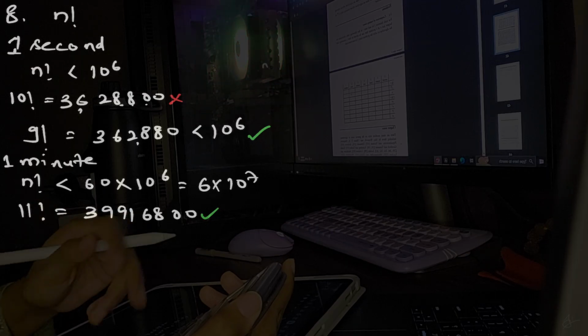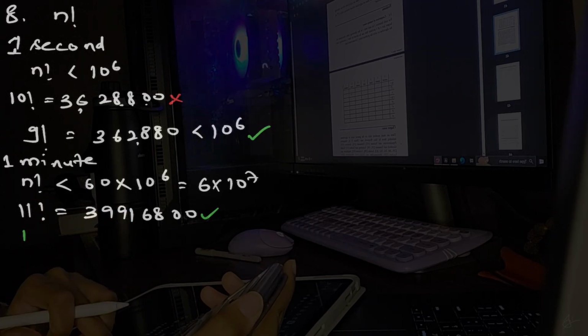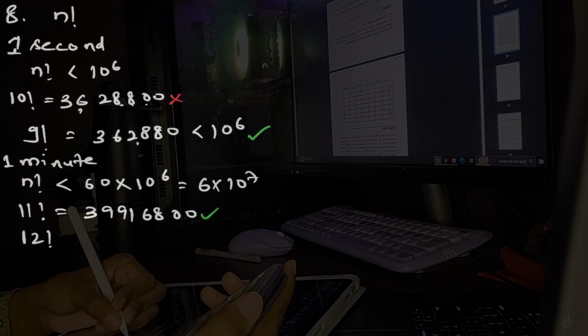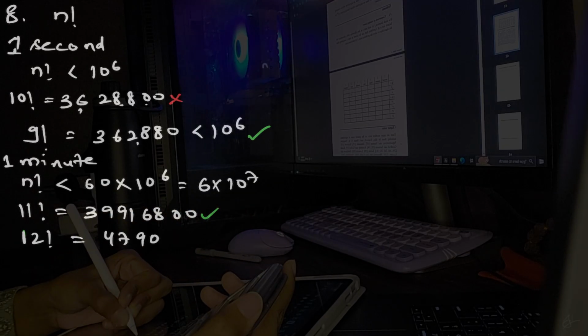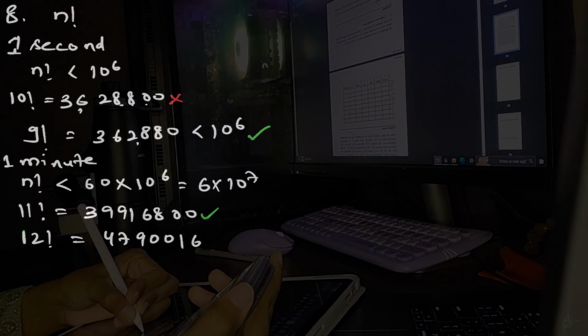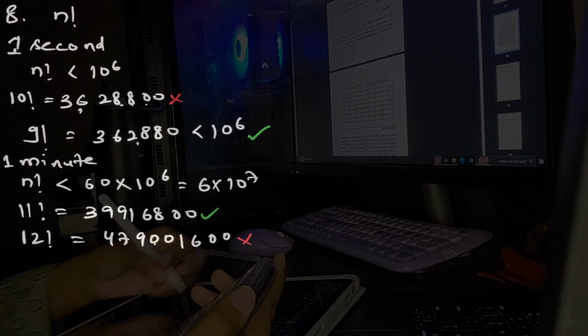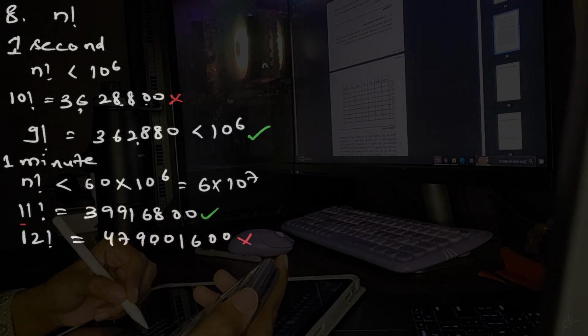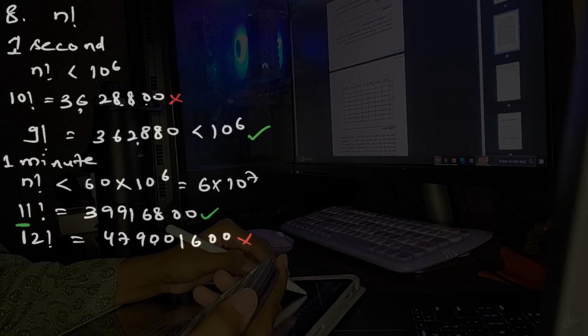So let me check for 12 factorial. 12 factorial is 479001600. Okay, nice, awesome. This does not suffice. That means for 1 minute we have the value of n as 11. Okay, 1 minute done.